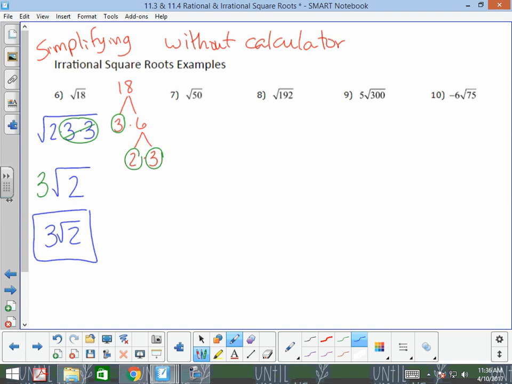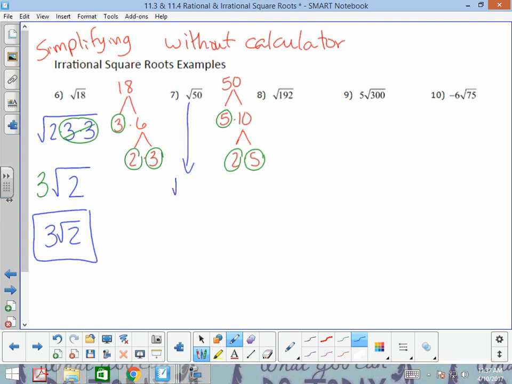Okay, look at the next one, the square root of 50. Let's do a factor tree for 50. That's 5 times 10. 5 is prime, 10 is not, so let's keep factoring 10. So 2 and 5 now are both prime. Let me just bring this down here. So the square root of 50 in prime factorization is 2 times 5 times 5.